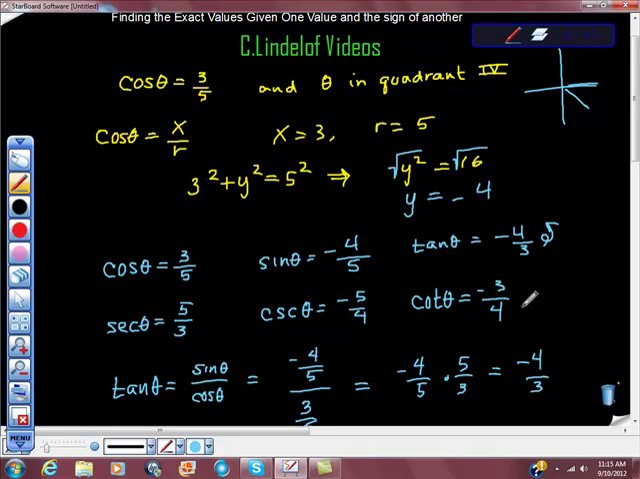I think I might do one more problem for you guys, but hopefully this makes some sense, right? Remember to break down cosine or whatever trig value they give you and ask yourself what the parts are here. So they gave us cosine, and we know that cosine is x over r, or x over radius.